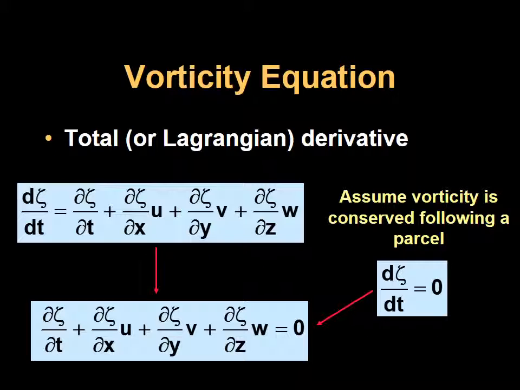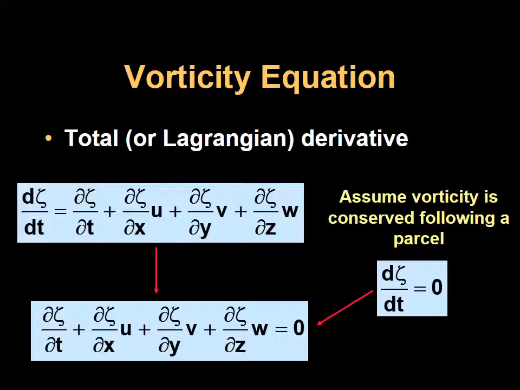So, here's the equation. Remember, this is your total or Lagrangian derivative, which tells you that as you move along with a parcel of air, you can see the changes in the spin. And the changes result from local changes and also the gradient, as you move along, seeing changes as you move along.